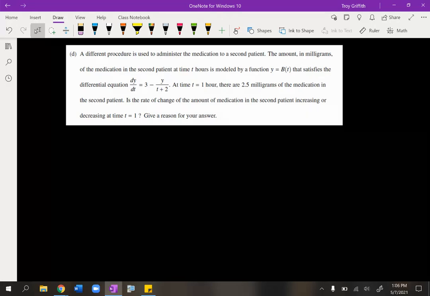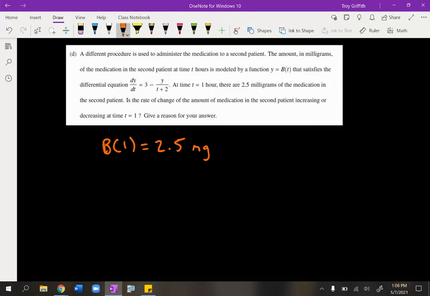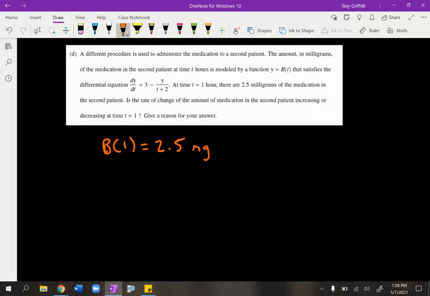And it says at time t equals 1 hour, there are 2.5 milligrams of medication in the second patient. Okay, so I'm going to make a note here. That means that B of 1 is equal to 2.5 milligrams. And it wants to know, is the rate of change of the amount of medication in the second patient increasing or decreasing at time t equals 1? Give a reason for your answer.